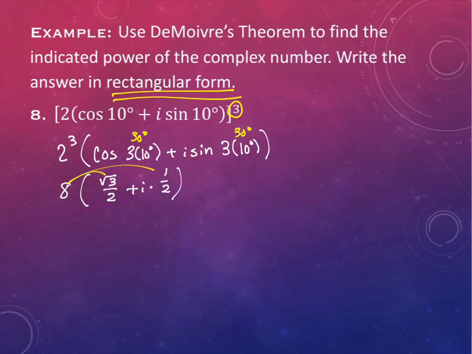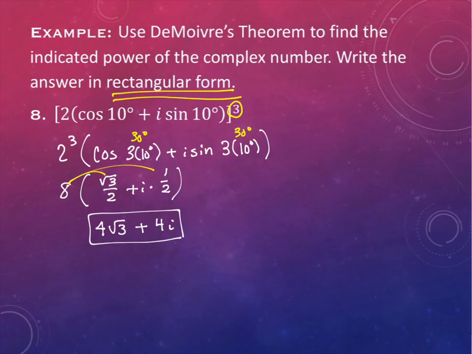If I do the 8 for the first one, the 2 will cancel the denominator. I'm going to get 4 square root 3. The same thing happens with my 8 and my 1/2. I'm going to get a 4, so it's plus 4i. Okay, so we do distribute that through for sure when we get to this point because it wants it in rectangular form, and rectangular form has it all cleaned up and distributed. Okay, makes sense?